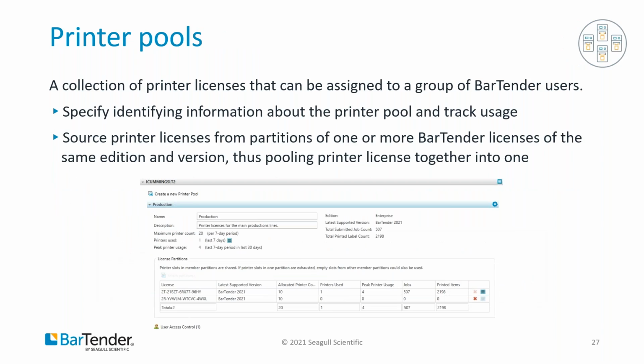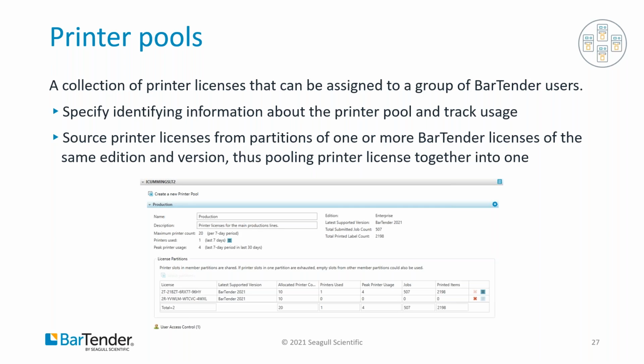But first we'll look at printer pools. A printer pool is a collection of printer licenses that have been assigned from a BarTender license or partition. It specifies identifying information about the printer pool, and from this you can track its usage. And the source of the printer licenses, as I say, comes from partitions or a BarTender license as a whole if you have not partitioned it.